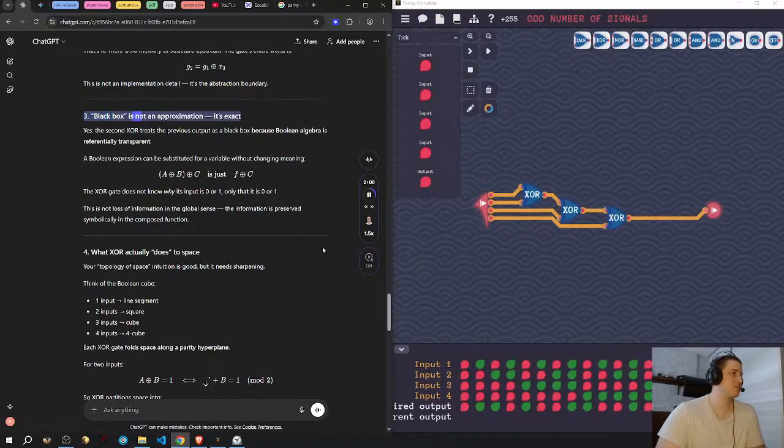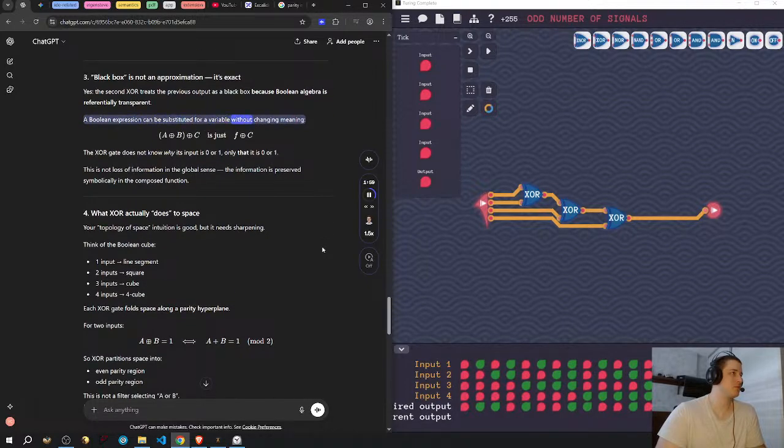3. Black box is not an approximation, it's exact. Yes, the second XOR treats the previous output as a black box because Boolean algebra is referentially transparent. A Boolean expression can be substituted for a variable without changing meaning.